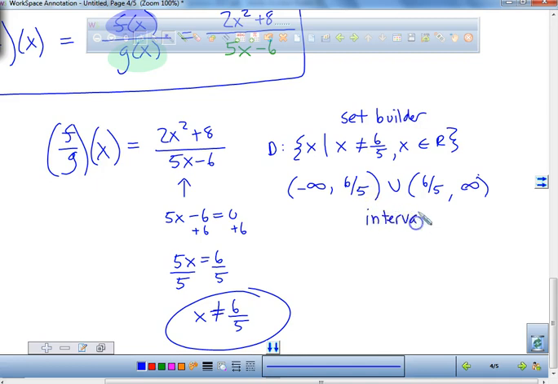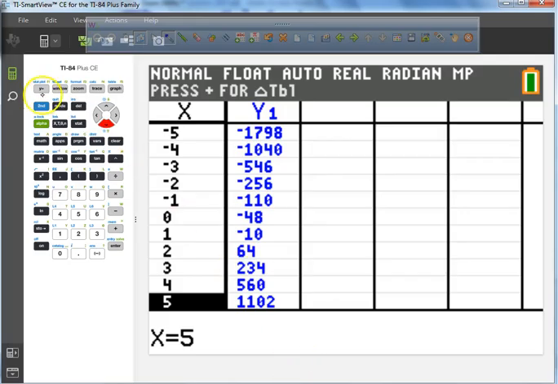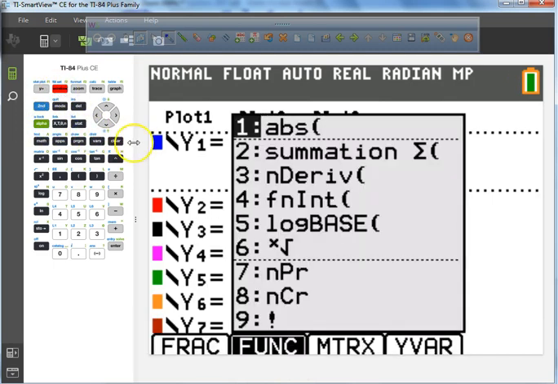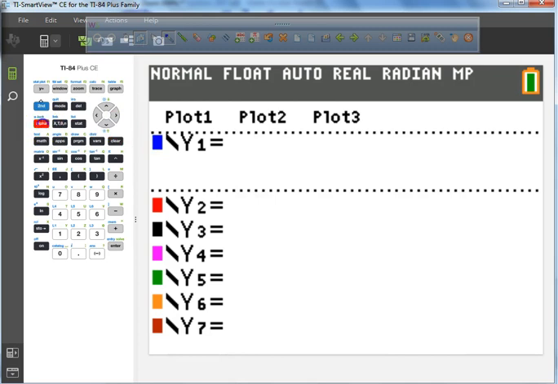And we're going to go ahead and graph this so you guys can see what the graph looks like, right? So right now what I'm going to do is I'm going to go to the graph, hit y equals. So I'm going to clear this out, hit alpha y equals. Up here, type in 2x squared plus 8. Down here, type in 5x minus 6. If I'm going too fast, you can always pause me, rewind me, and play it again.